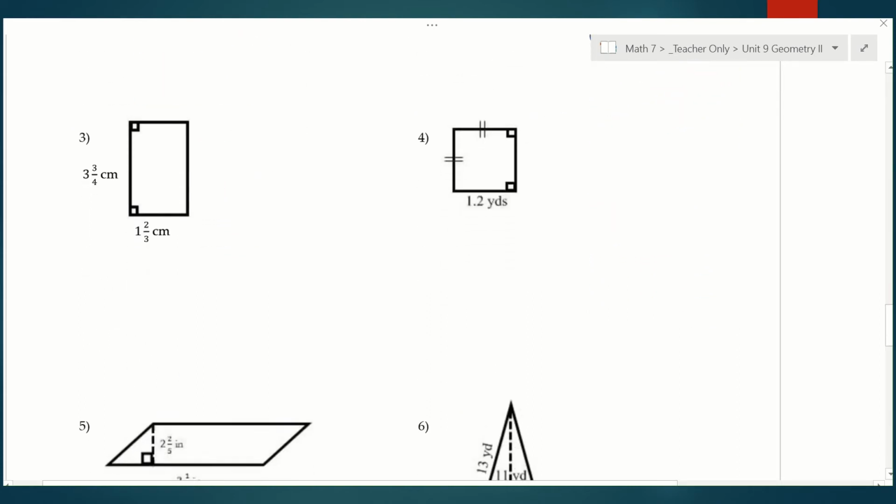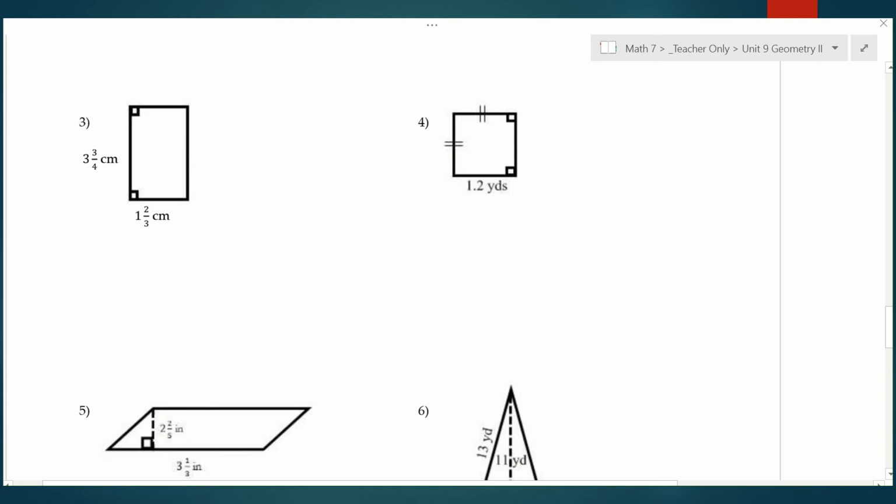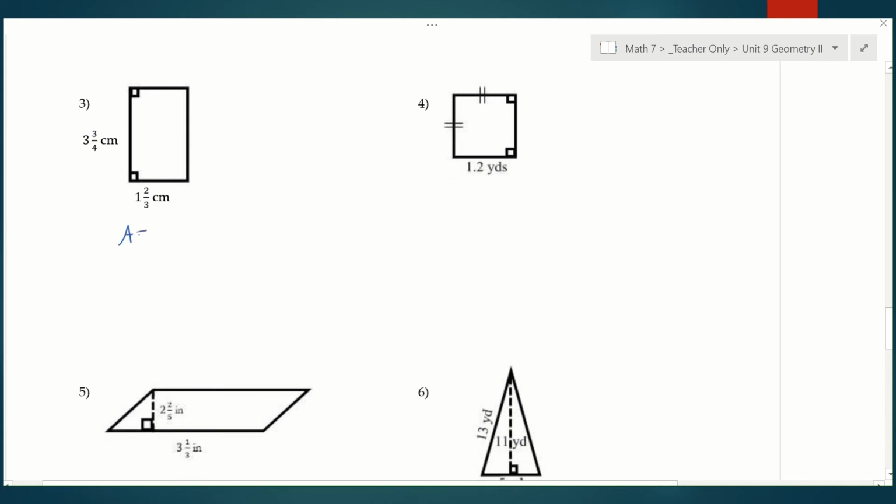All right, number 3, we have a rectangle here. So we're going to go back and use our length times width formula. All right, so the length I'm going to call 3 3/4 just because it's the longer side. But again, it doesn't matter if you were to reverse these, we would all get the same answer. All right, so in order to multiply fractions, I need to change them both into improper fractions. So 3 and 3/4, to do that, I do 4 times 3 is 12, plus 3 is 15. So I'm going to write my work up here, and I keep the denominator.